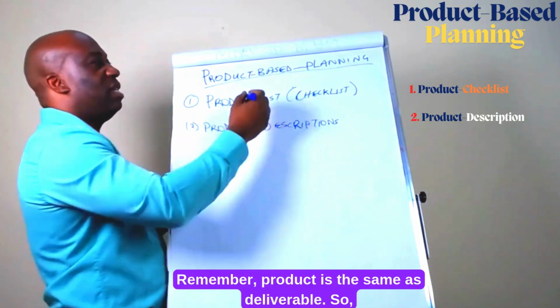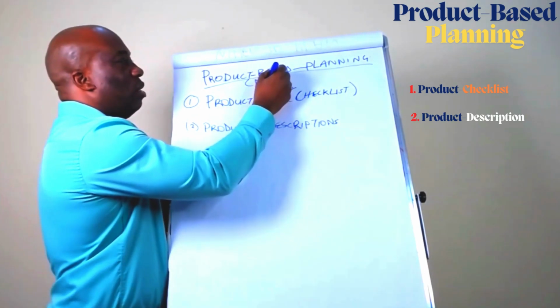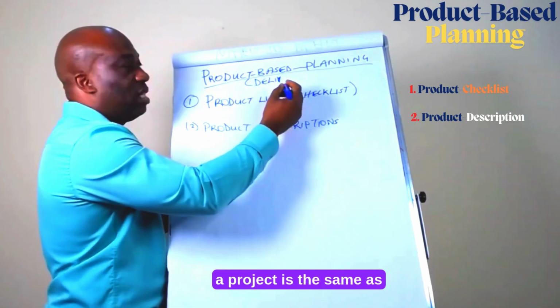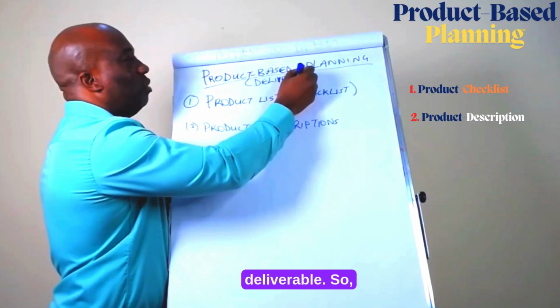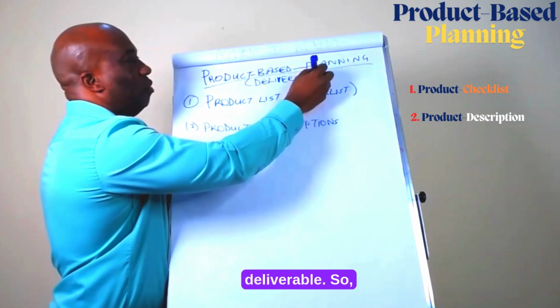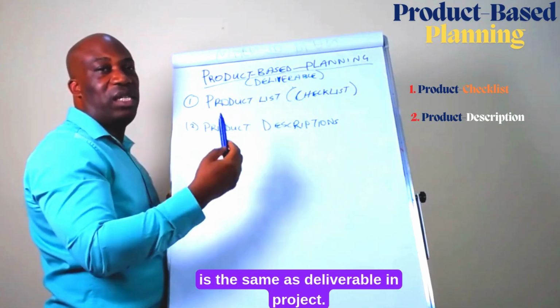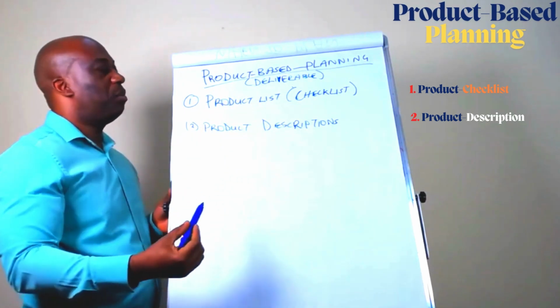Remember, product is the same as deliverable. So a product of a project is the same as deliverable. So just keep in mind that a product in a project is the same as a deliverable in a project.